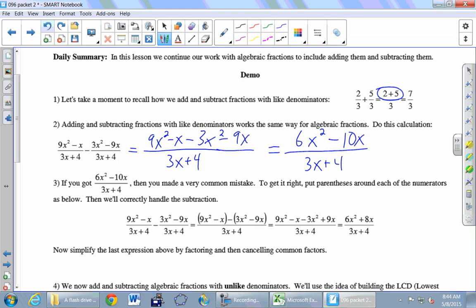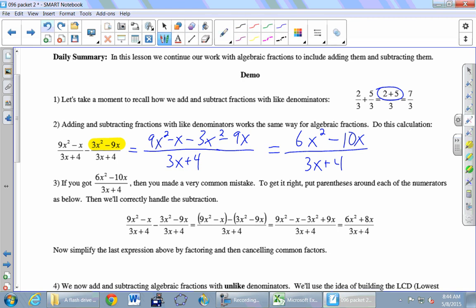Anybody see the mistake that we made? What about the 3x squared? Anybody see the mistake? This was a subtraction problem, right? I had one fraction subtract another fraction, which means that this entire thing was supposed to have been subtracted, yes?